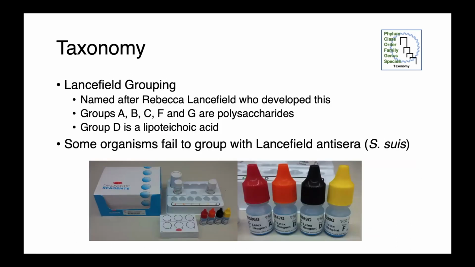Lancefield grouping is named after Rebecca Lancefield, who first developed this assay. We have a number of different groups. A, B, C, F, and G are polysaccharides on the cell surface, while group D is lipoteichoic acid. Some organisms are known to not group reliably with the Lancefield antisera, notably Strep suis, which is a very important pathogen for pigs and also a critical zoonosis.